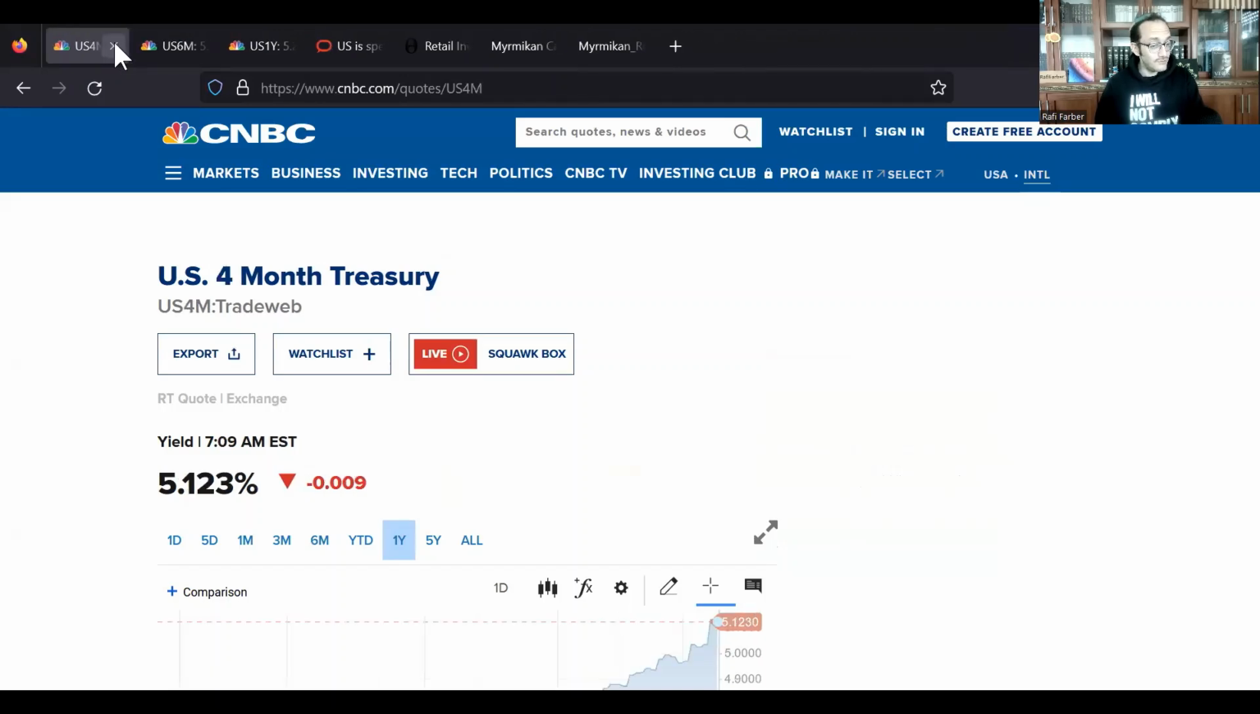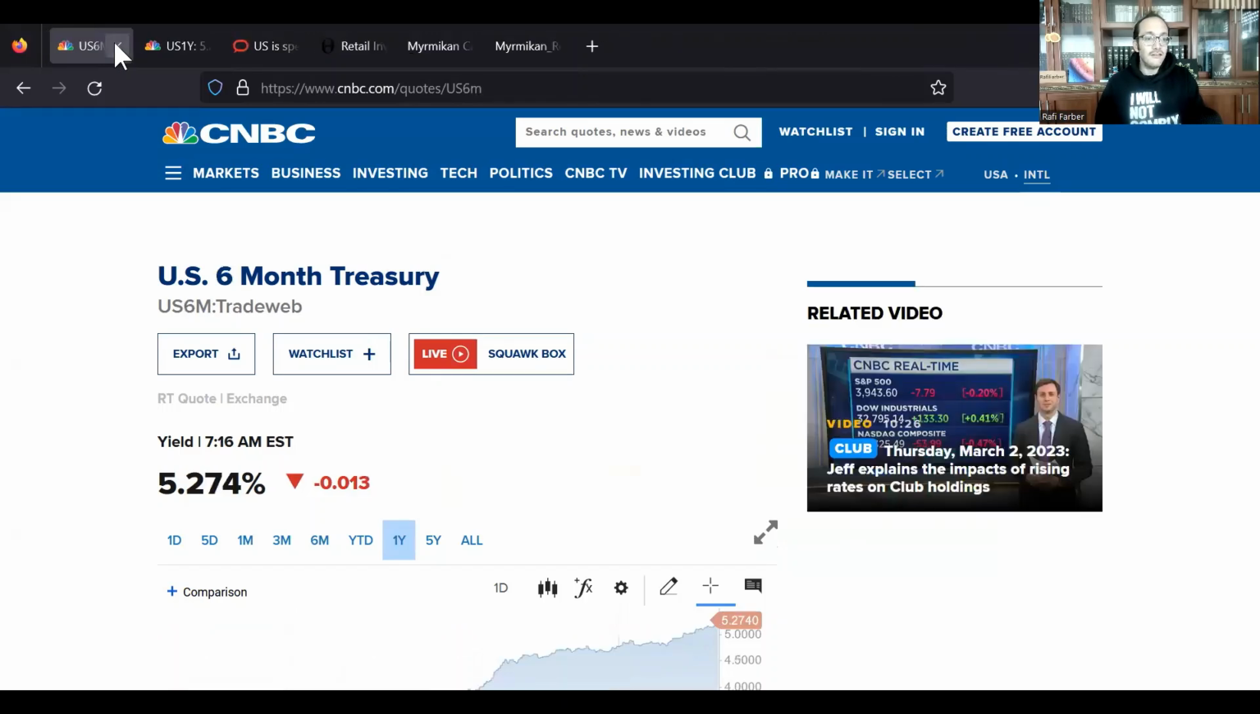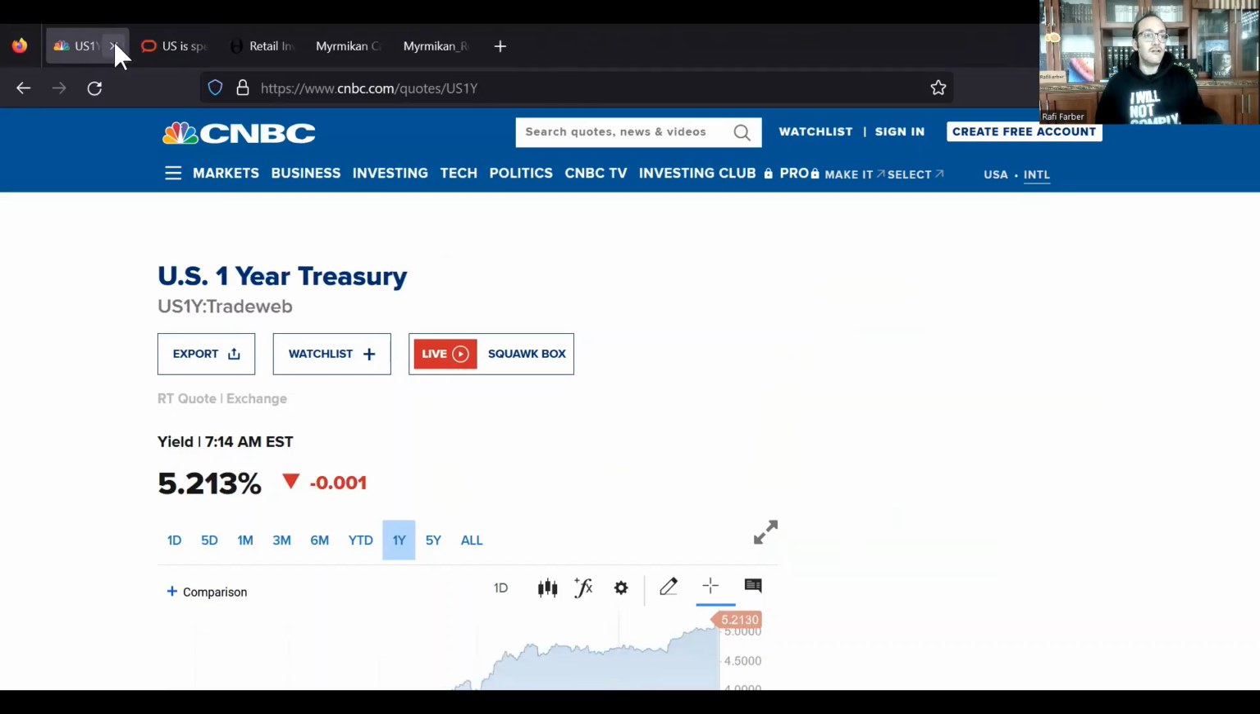4-month treasuries, this is a new security that's only a few months old. I think October 2022, it was introduced into the market as a way to raise more debt. 5.123%. 6-month treasuries, 5.274%. And we go out to 1 year and we see 5.213%. So an average of all of these securities from 1 month to 1 year in the bills category is about 5%. Let's just call it 5% to keep the numbers simple.